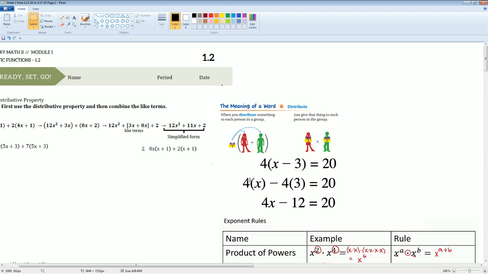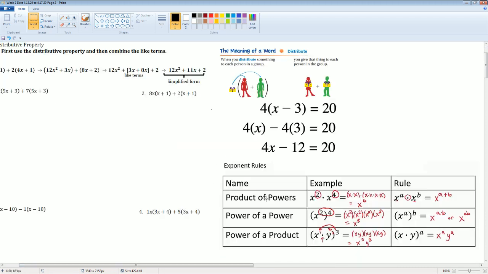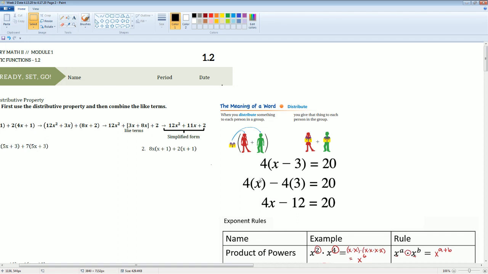Do you see how the present is being multiplied to the x? The present is being multiplied to the girl. The present here is being multiplied to the boy. The 4 is being multiplied to the 3. That's what distributive property means. Once you distribute, do you see how 4 times x is 4x? 4 times 3 is 12.